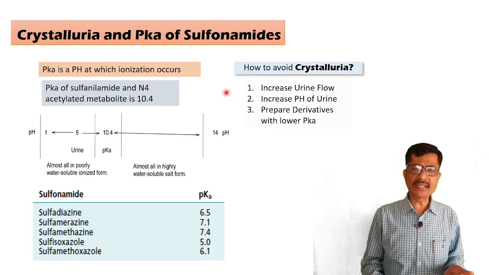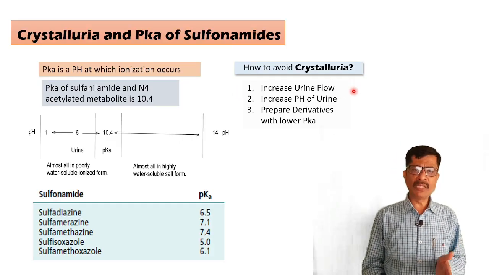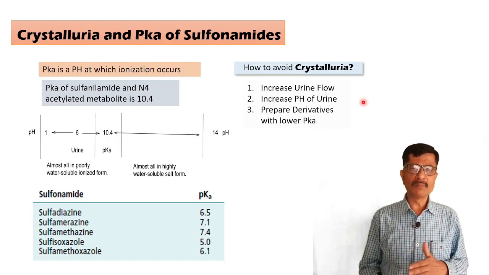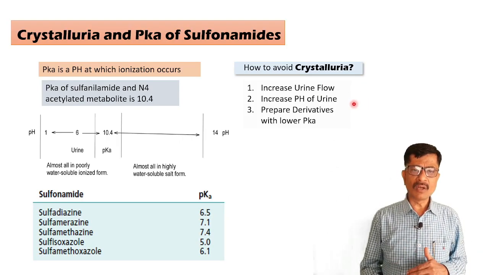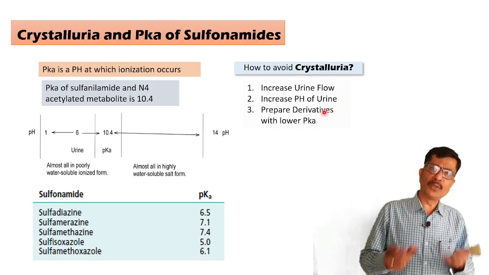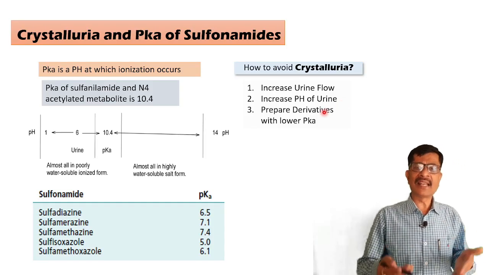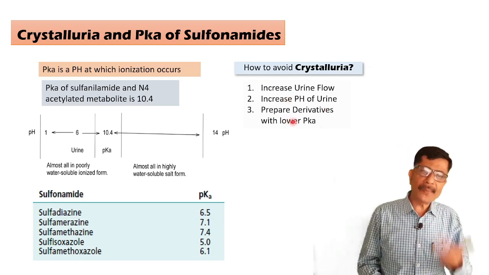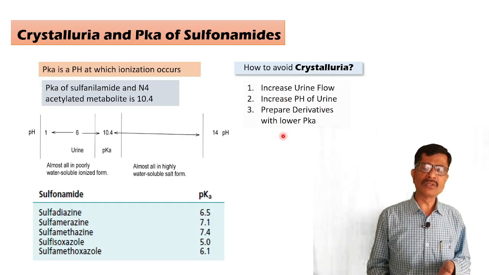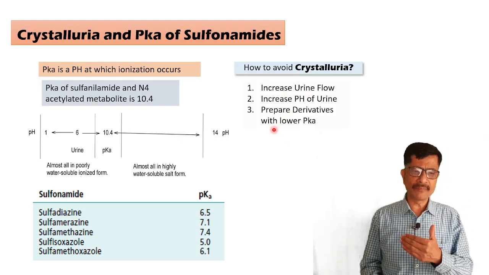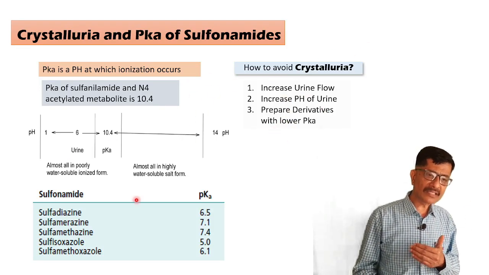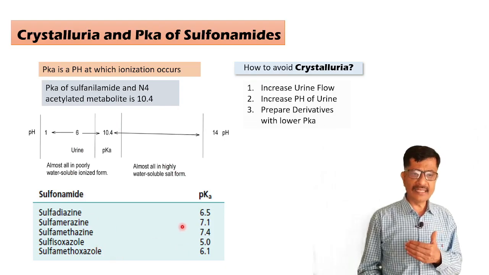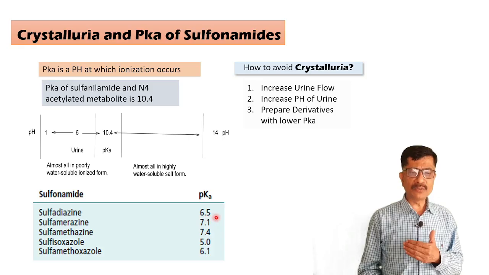Now to avoid crystalluria, either we have to increase urine flow by giving more fluids, by more intake of water, or increase the pH of urine by giving some alkalinizing agent, carbonates, bicarbonates like that, or prepare sulfonamide analogues whose pKa is lower. So here is the list of different sulfonamides whose pKa is around 6.5 to 7.